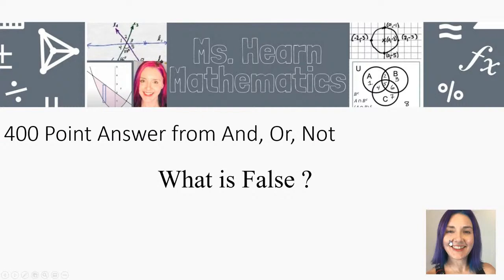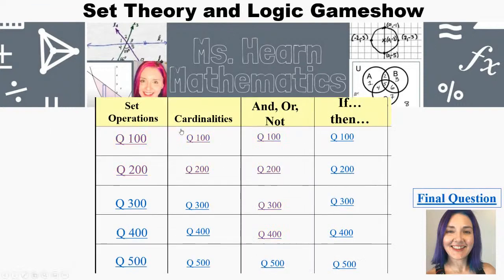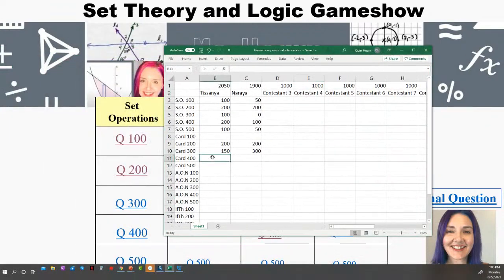Because what's the rule for and? Only true if both are true. So if there's even one false, then the whole statement has to be false. Okay. So Tasanya got that one. That was 400. And this one's going to be 200.